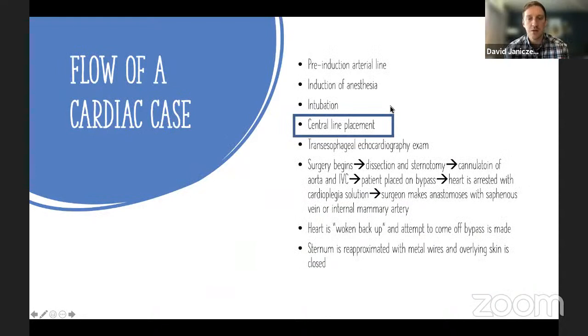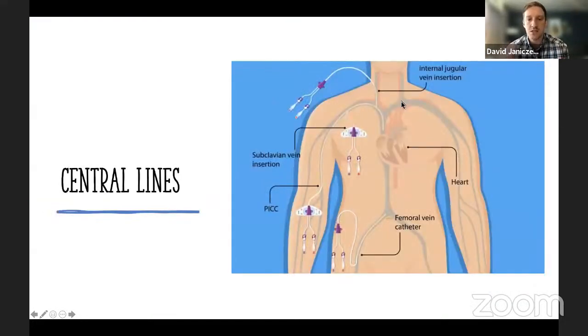All right, so central line placement usually happens after induction and intubation. So central lines, you guys may have seen these before. Basically, there are multiple areas where we can go with a central line. We can do a femoral line, a subclavian line, or an internal jugular line. The basic principle behind these is it's a bigger IV, a bigger tube that we can put blood, volume, crystalloids, colloid, and medications through.